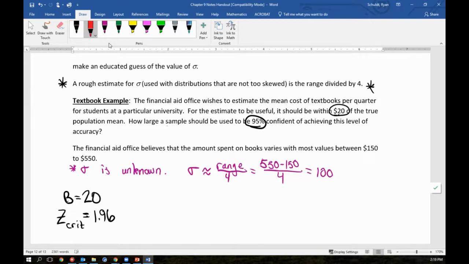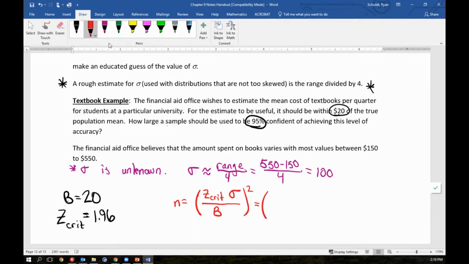Now we know enough to do our formula. N equals z crit times sigma. What's Z critical? That's our critical value for z. Where do you find it? It's on the bottom of your z table. Oh, I see. I got you now. And then divide it by our bound. Oh, let me square it.